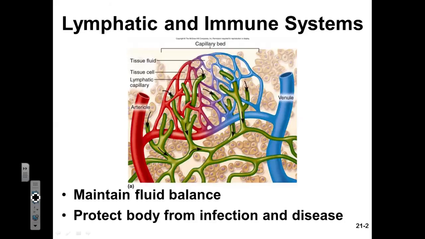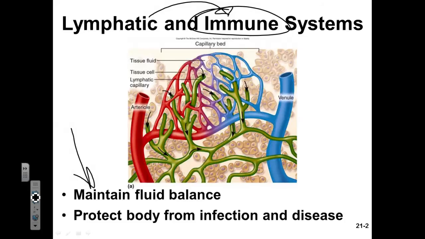Our lymphatic system is very, very closely tied to our immune system. In human physiology and in microbiome, we spend a lot more time talking about the immune system. This presentation is mostly going to focus on structural anatomy of the lymphatic system. If we look at our lymphatic system, its primary purpose is to maintain fluid balance.